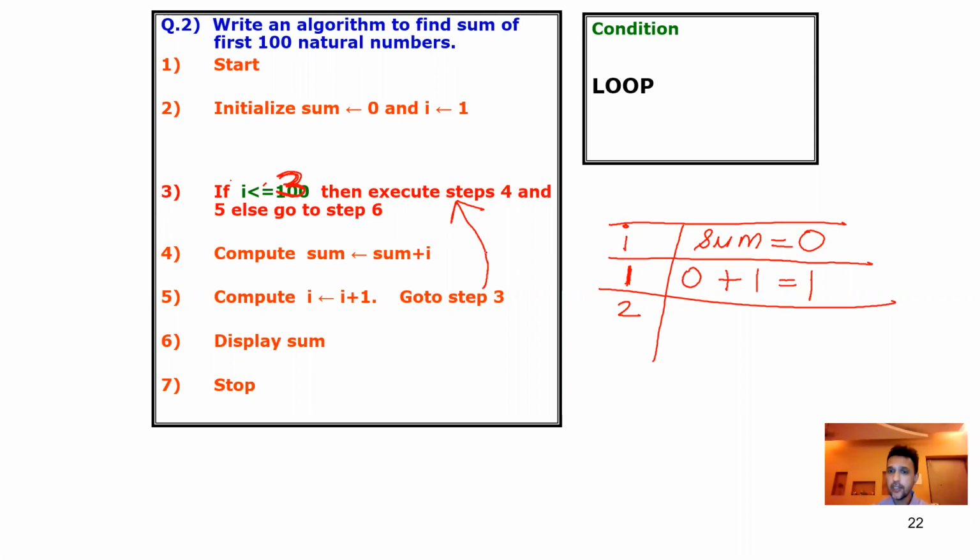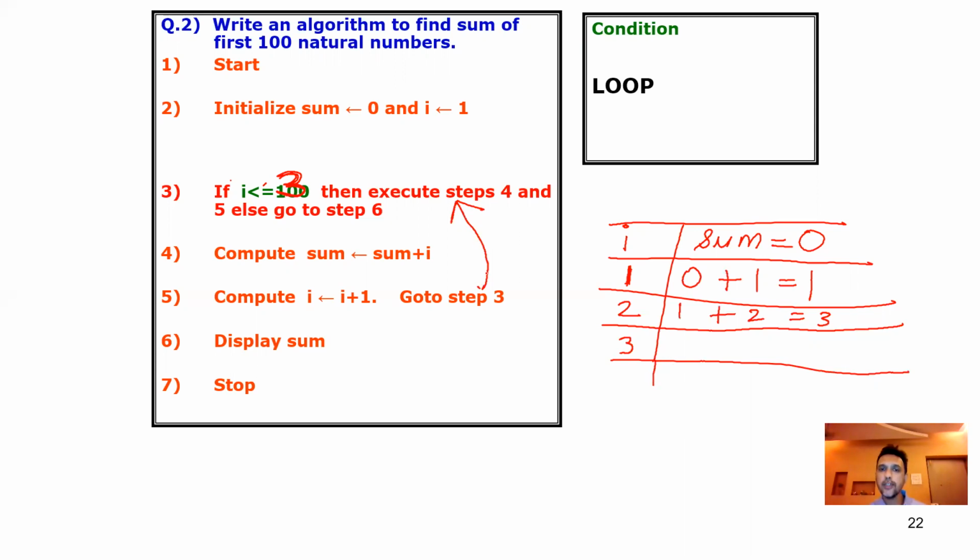Now, come on, this time, please answer the question. What is the current value of I? 2. Is 2 less than or equal to 3? True. Okay. So true, I will execute steps 4 and 5. Same thing, step number 4. New sum is equal to old sum plus I, which is equal to 3. I is equal to old I plus 1, which is equal to 3. So I takes the value 3 now.